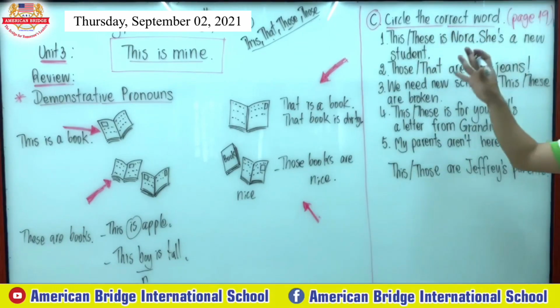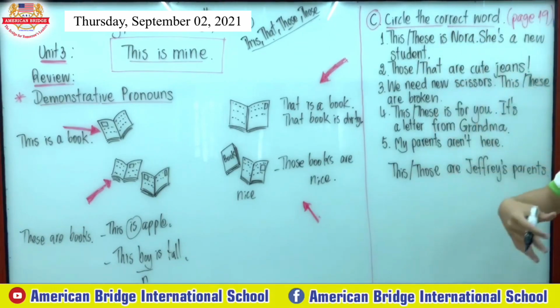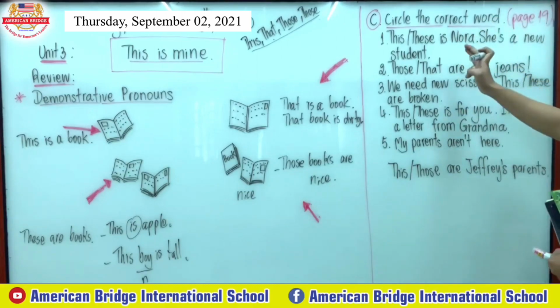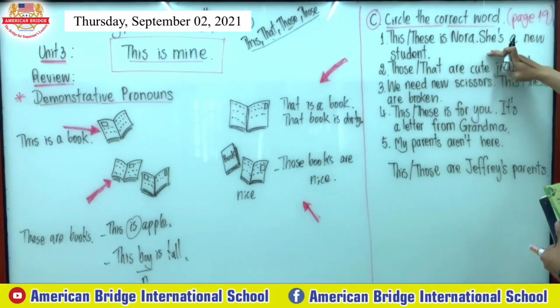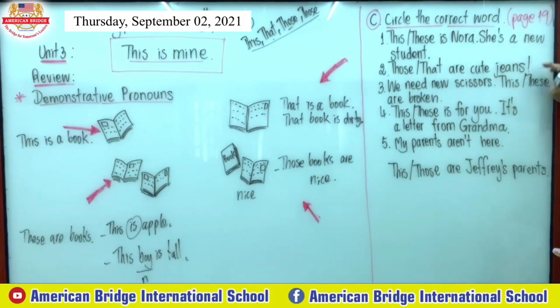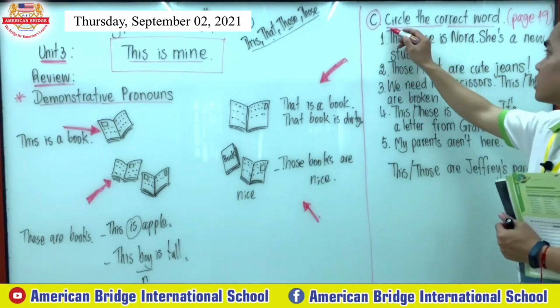So it is the exercise which I already let you do in your classwork, right? But anyway, I will do the review and also give you the correct answers and explain more on it. Okay, it is on our page 19, everyone. So number one, we have the word "this" and "these": This is Nora. She is a new student. So the correct answer for our number one is "this" or "these". First or second, everyone. So the first one is the correct answer.